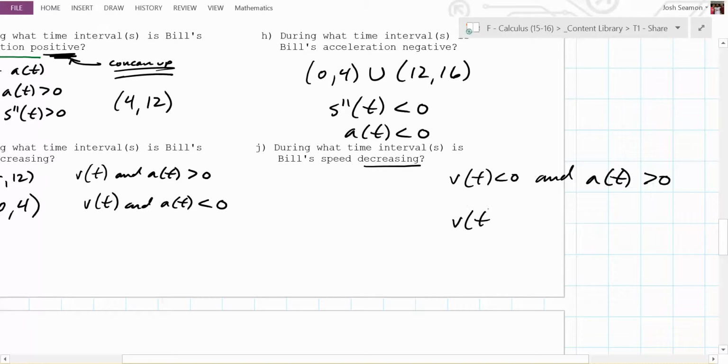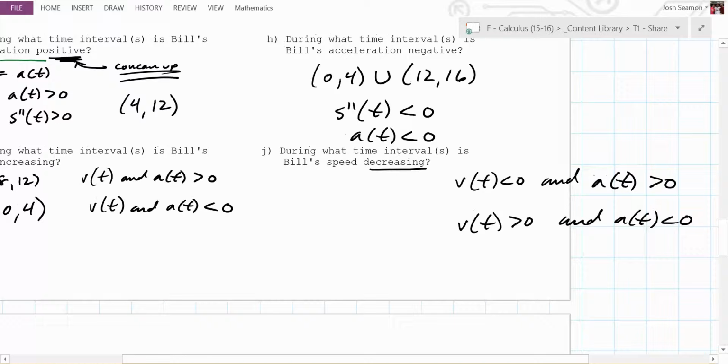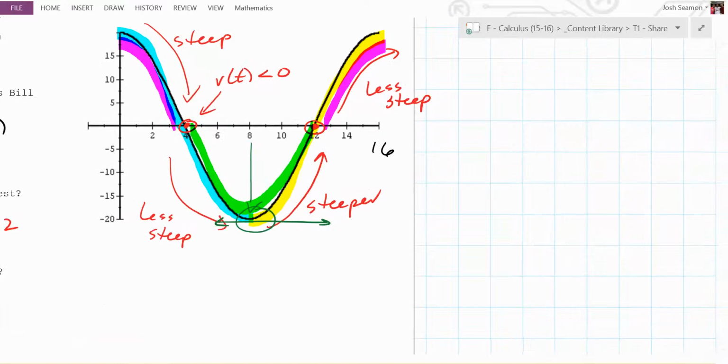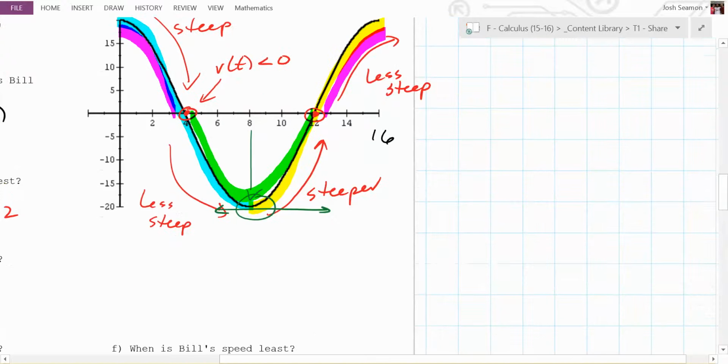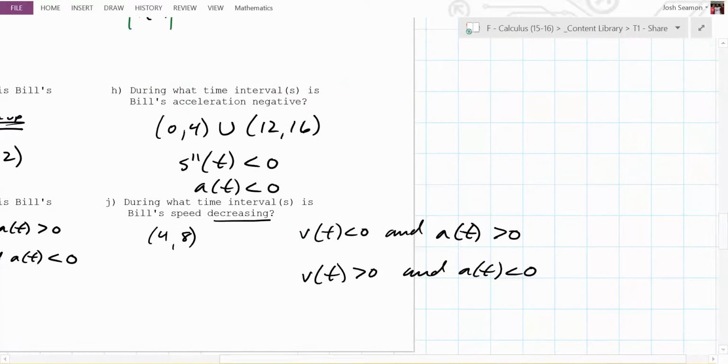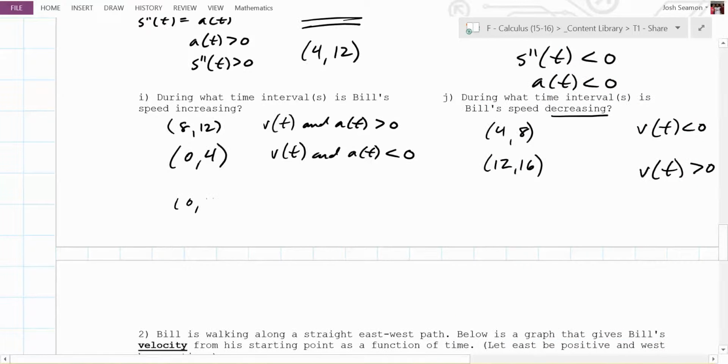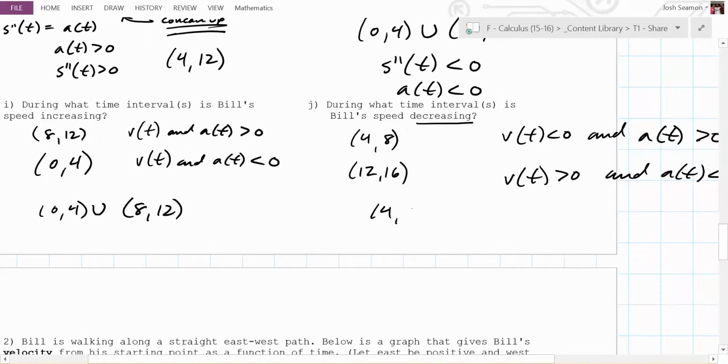And what's the other case? v of t is greater than 0, and a of t is less than 0. So where are they opposite signs? That would be blue and green, and purple and yellow. So when is it blue and green? 4 to 8. And when is v of t positive and a of t negative? 12 to 16. So if you wanted to write the proper answers, you would say 0 to 4, union 8 to 12. And for this one, you would write 4 to 8, union 12 to 16.